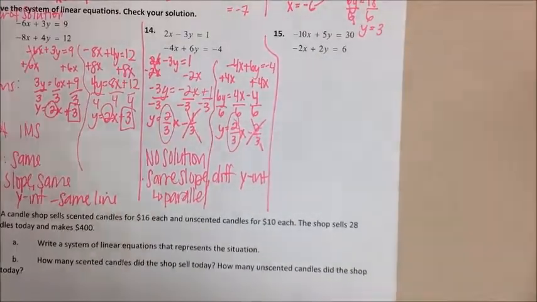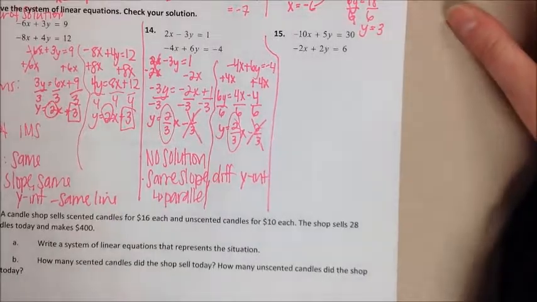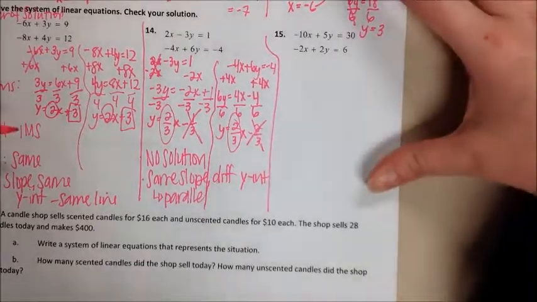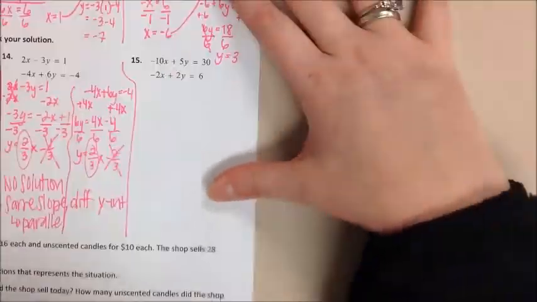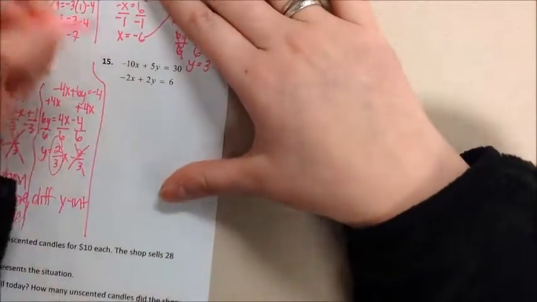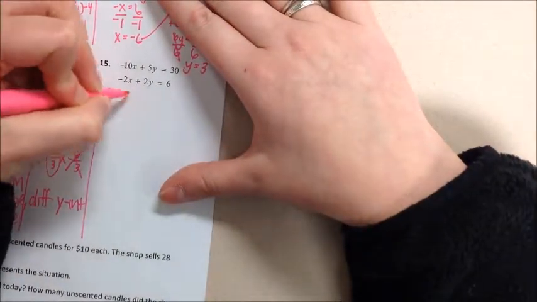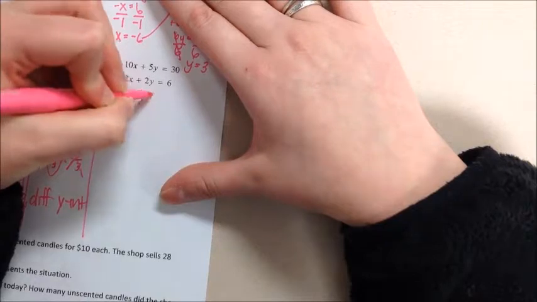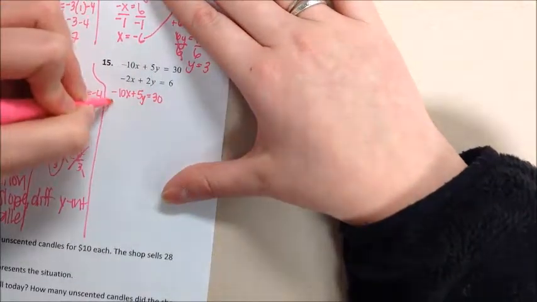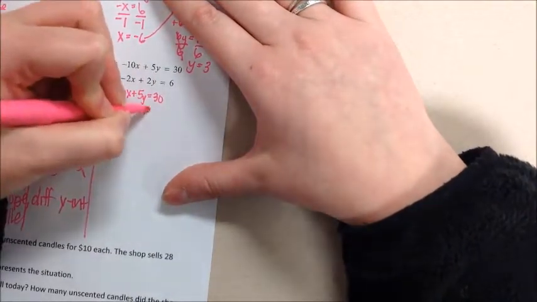And we have number 15, which, if you can make a guess, you would know that we did infinitely many solutions, and then we did no solutions, and now it's time for one solution, but let's see what that looks like. And you always want to check just in case you made a mistake on one of the other ones. Okay? So I'm going to add 10x to both sides.